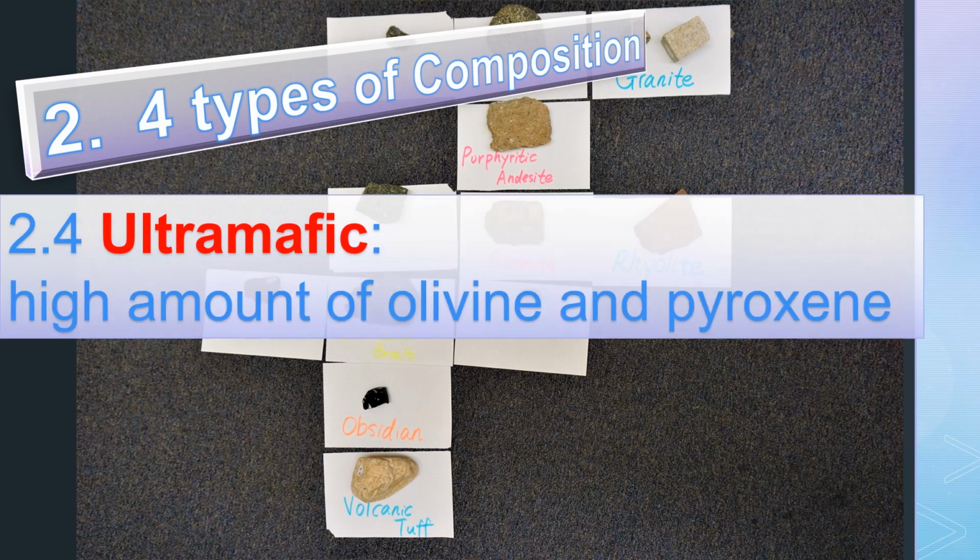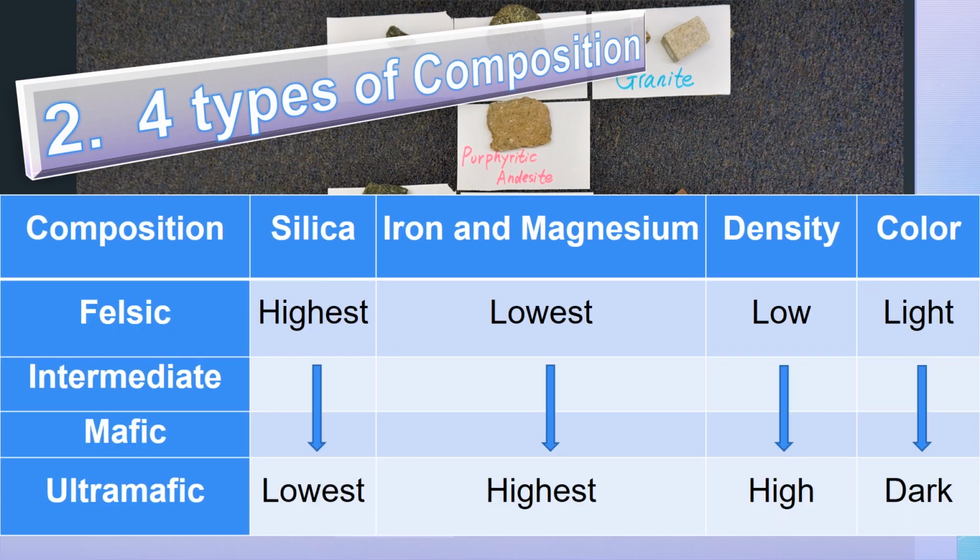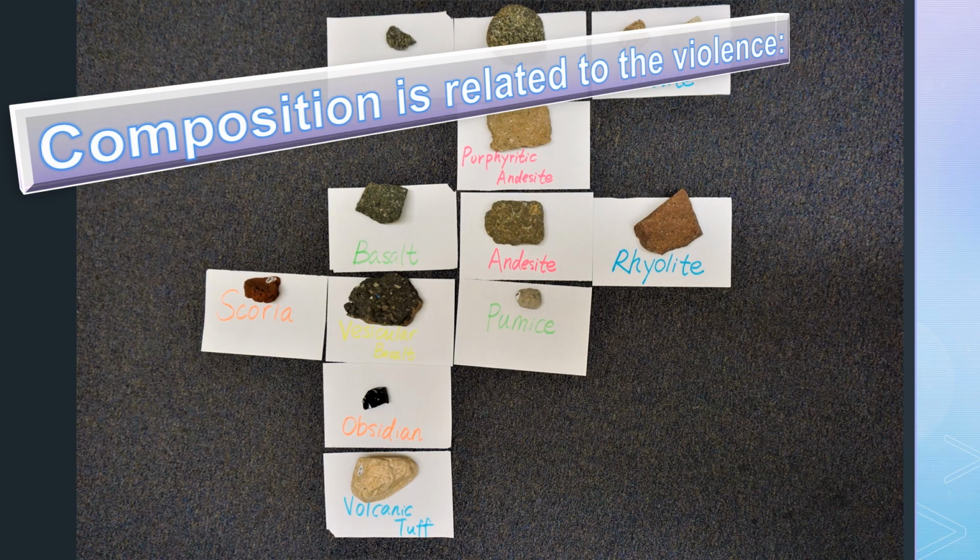Fourth, ultramafic. High amount of olivine and pyroxene. Very dark, commonly green due to olivine. This table shows the relationship between composition and the contents of different elements. From Felsic to intermediate to Mafic to ultramafic, the content of silica is decreasing and the iron and magnesium is increasing. The density is from low to high and the color changes from light to dark. This can help you to identify the composition.